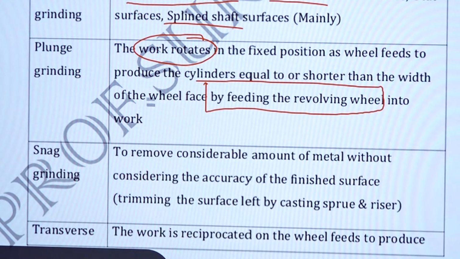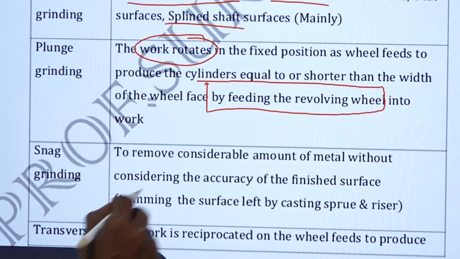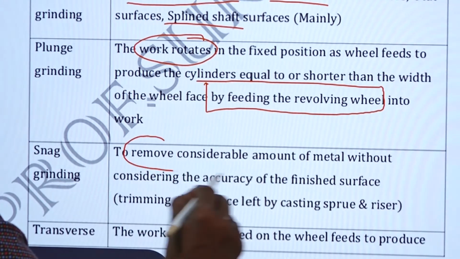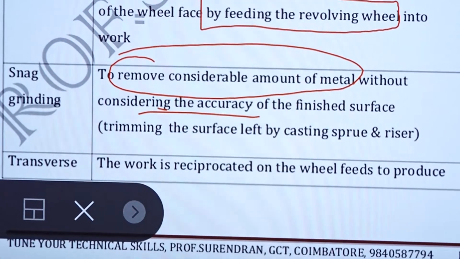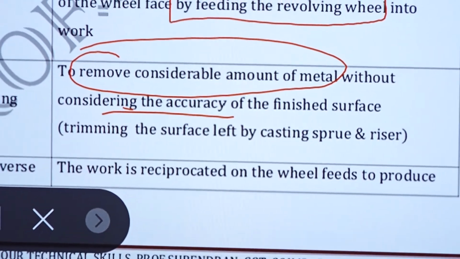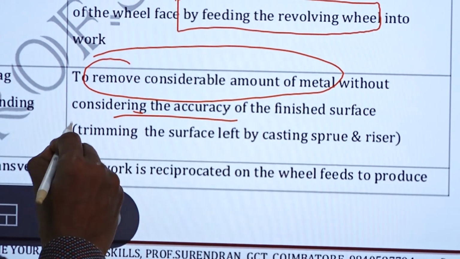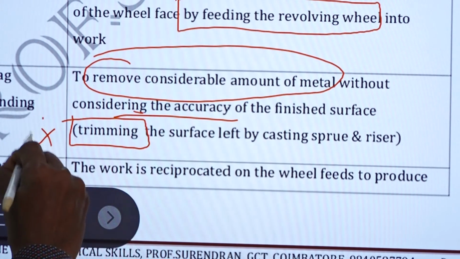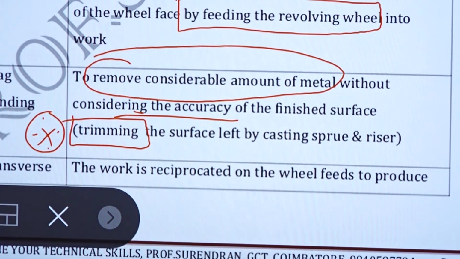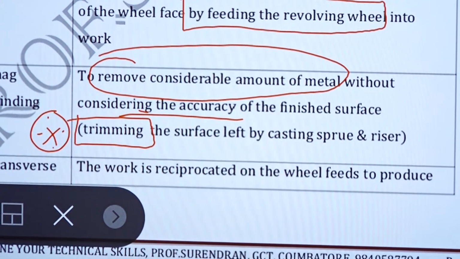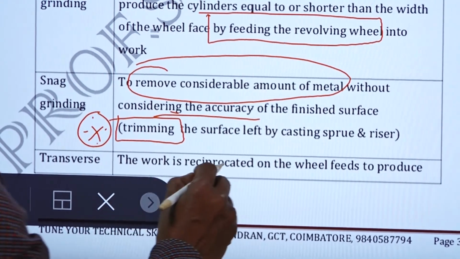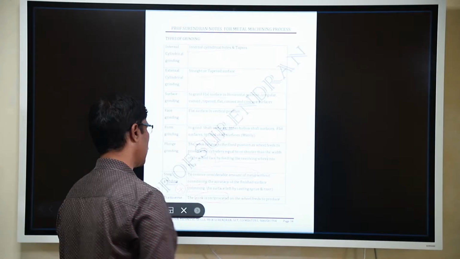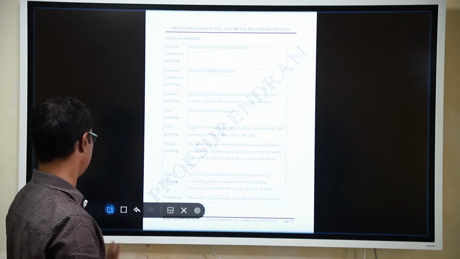Next is snag grinding. Snag grinding is used to remove a considerable amount of metal. Here accuracy is not important. So snag grinding is used for trimming. Next is transverse grinding. The work is reciprocated and the wheel feeds. So that is transverse grinding.